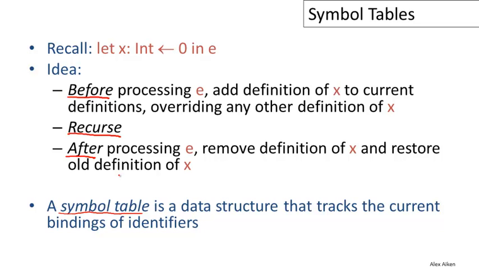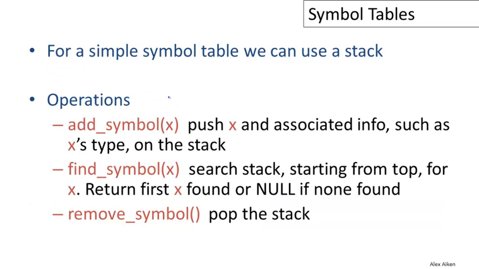It tracks the current bindings of identifiers at each point in the abstract syntax tree. For a very simple symbol table, we could just use a stack, and it would have just, say, the following three operations. We can add a symbol to the symbol table, and that will just push the variable onto the stack and whatever other information we want, like its type. We'll have a find symbol operation that will look up the current definition for a symbol, and that can be done simply by searching the stack, starting from the top, for the first occurrence of the variable name. And this will automatically take care of the hiding of old definitions.